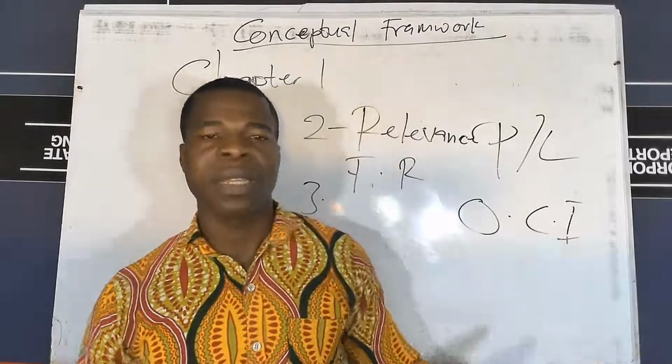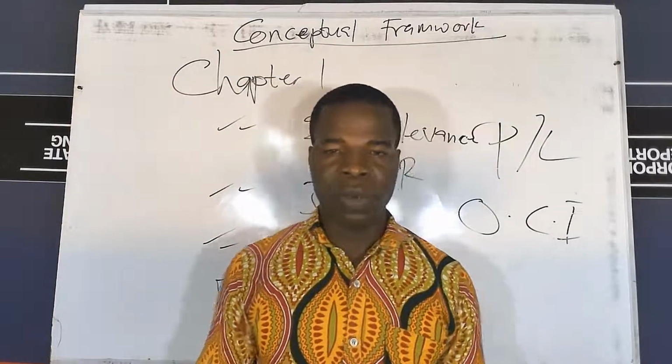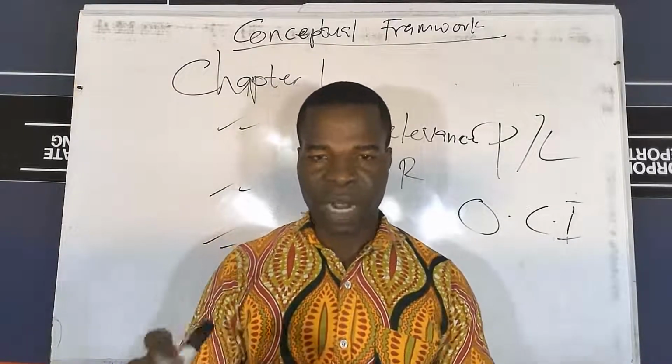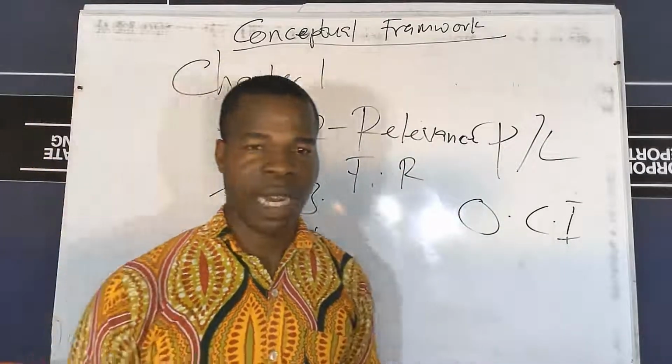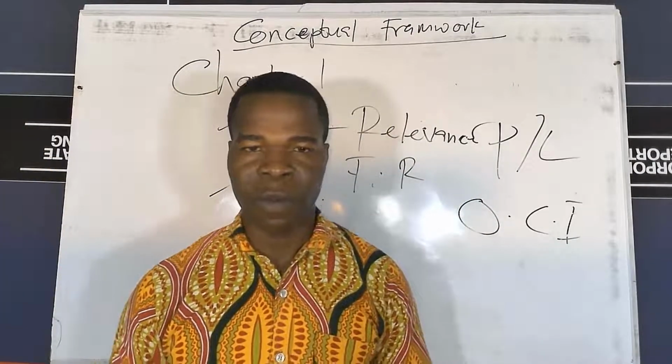So basically, that is all about the revised conceptual framework, which has been categorized under the 7 chapters. We have chapter 1 up to 7, and that's basically what we have looked at.